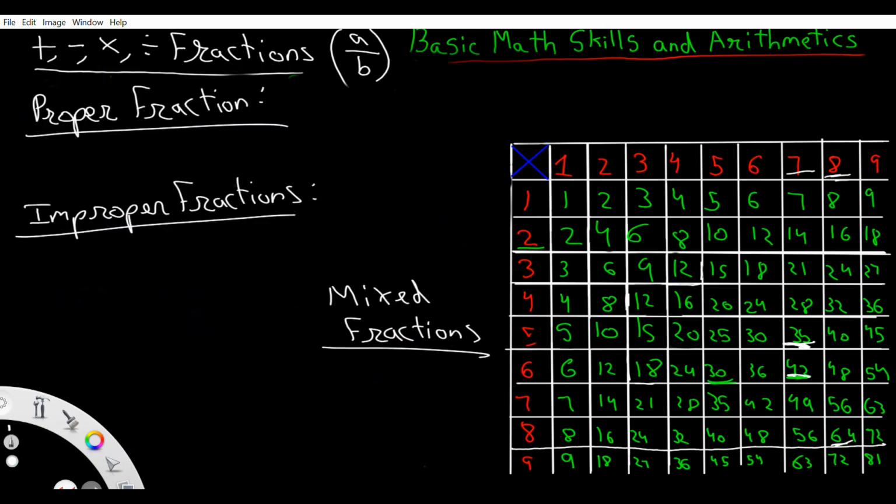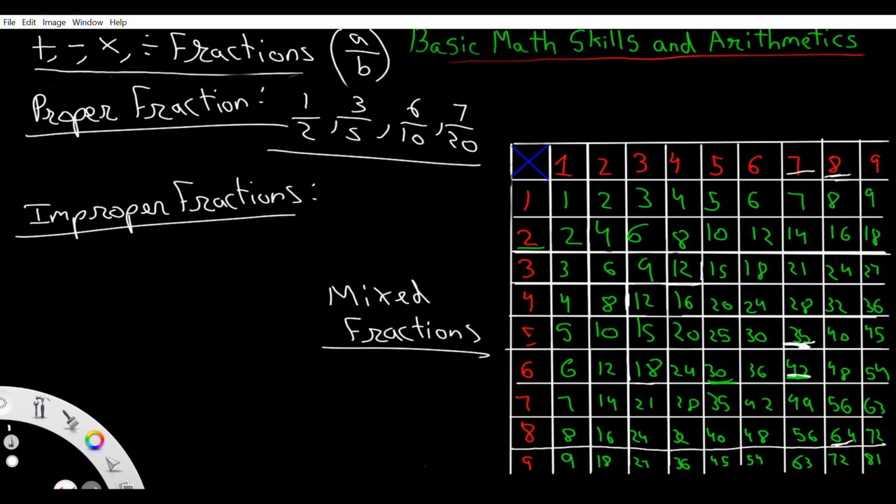There are 3 types of fractions: proper fractions, improper fractions, and mixed fractions. Proper fraction means that the numerator is smaller than the denominator. For example, 1 over 2, 3 over 5, 6 over 10, 7 over 20. These are proper fractions because the numerator is smaller than the denominator.